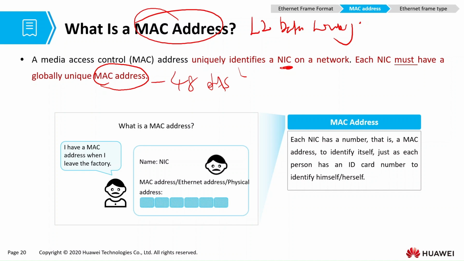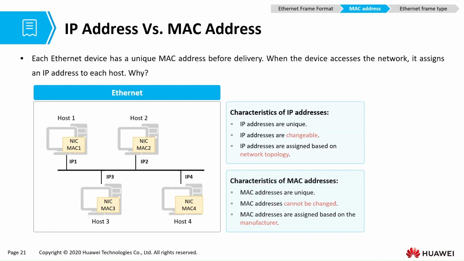Okay, so we're going to see the difference between the IP address and MAC address. Of course, IP address, you are going to do it under layer 3. Okay, and then MAC address, you are going to do it under layer 2. And IP address is changeable.